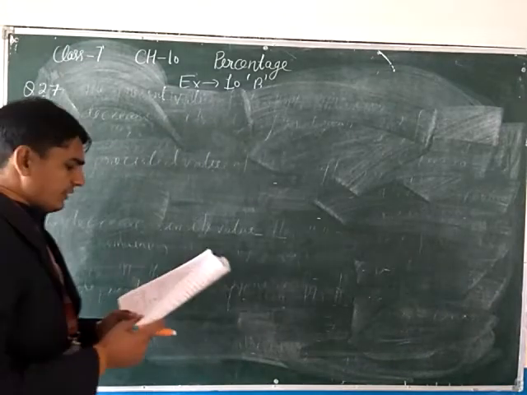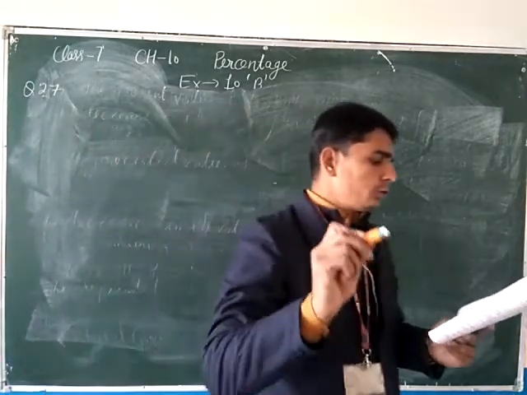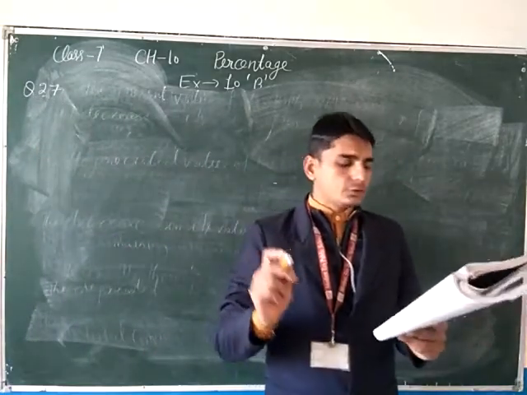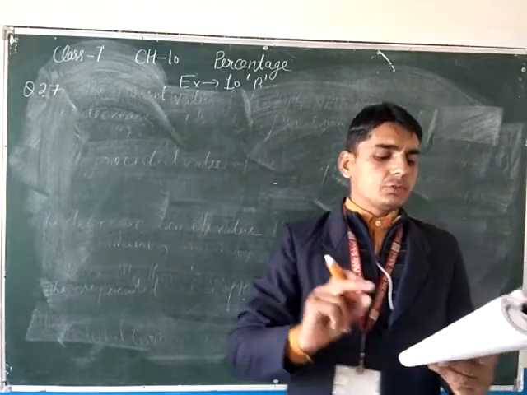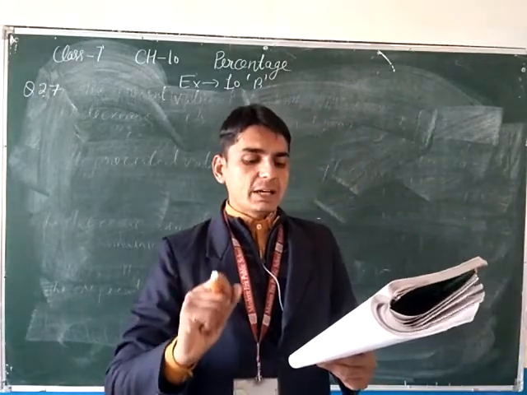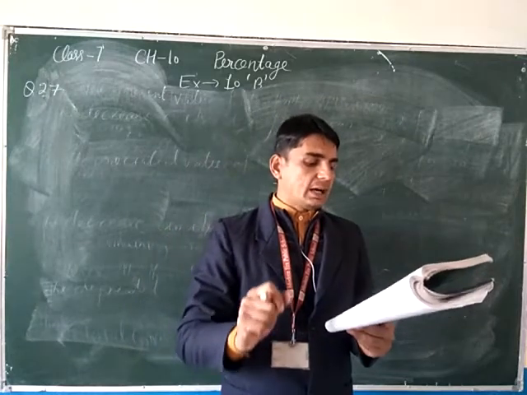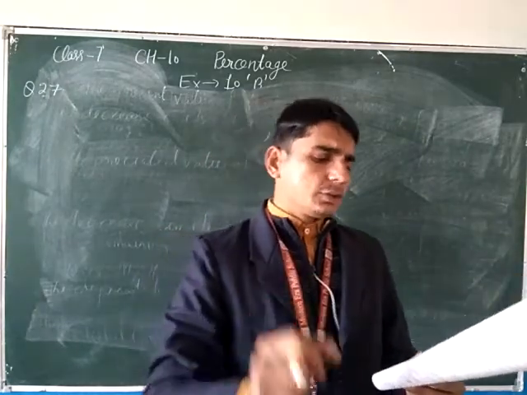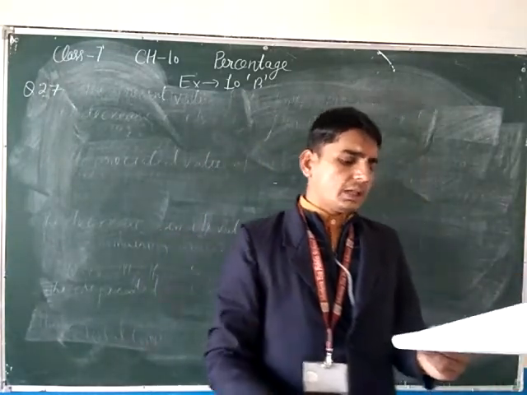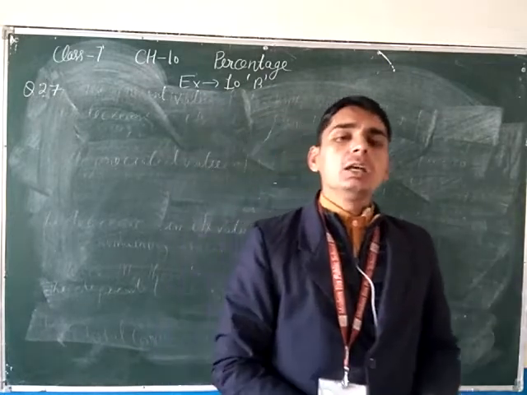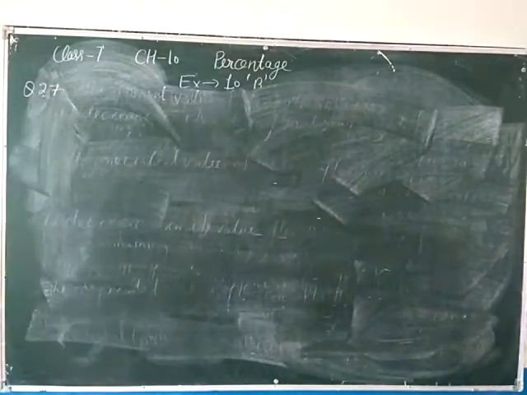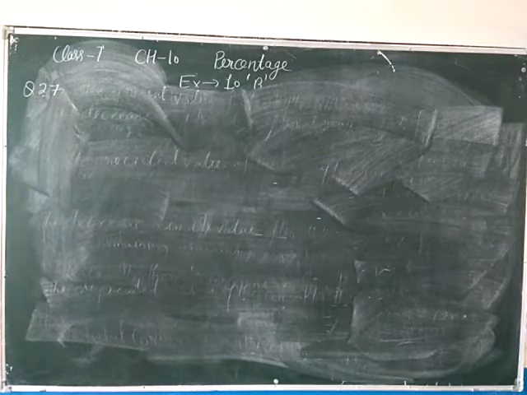So 27th question is: due to an increase in the price of sugar by 25%, by how much percent must a householder decrease the consumption of sugar so that there is no increase in the expenditure on sugar? So see the solution of this question. This question is very important.